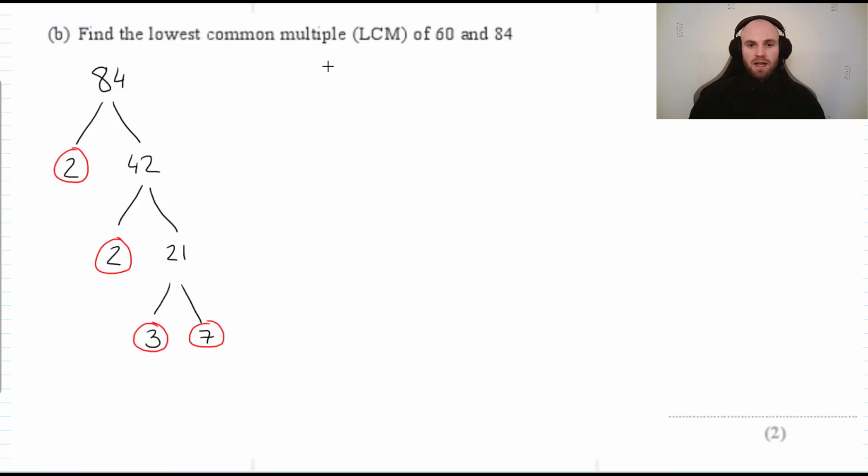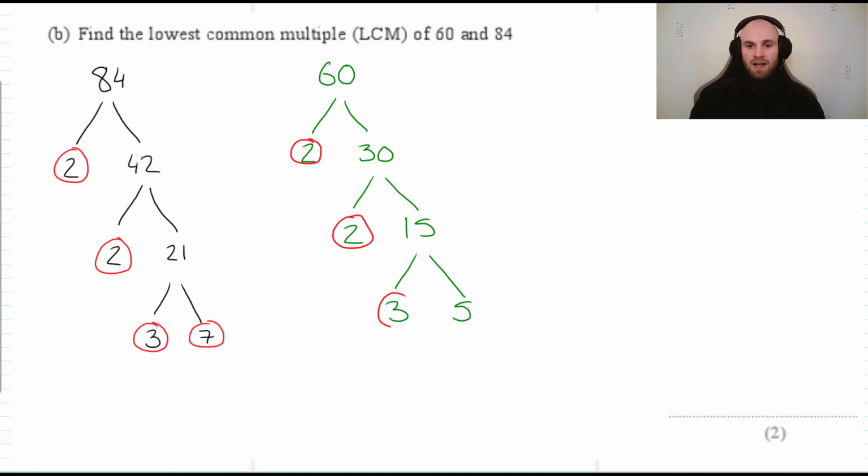Okay, so let's do a prime factor tree for 60. So again, I'm going to look for those 2's. It's going to be 2 and 30. And with the 30, you can find another 2 there. That's 2 and 15. With the 15, we can't find a 2, but we can find a 3, and we can find a 5. And again, this is great. They are both prime numbers. So we have the 2, the 3, and the 5 to give us, if we multiply those, 60. Now I'm going to draw a Venn diagram.